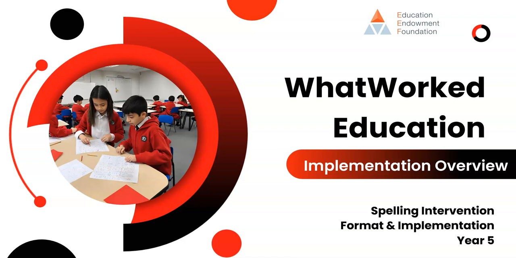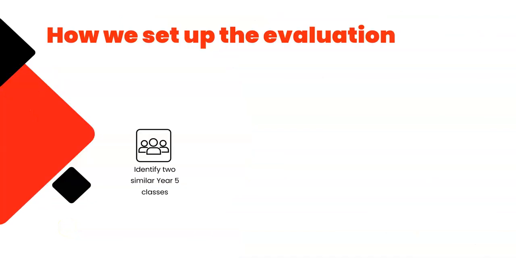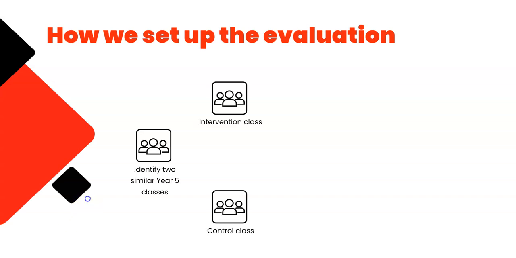Implementation overview. How we set up the evaluation. The first thing we ask you to do is identify 2 similar ability Year 5 classes. Using the What Word Teachers platform, you'll randomly allocate one of these to the intervention and one of these to the control.